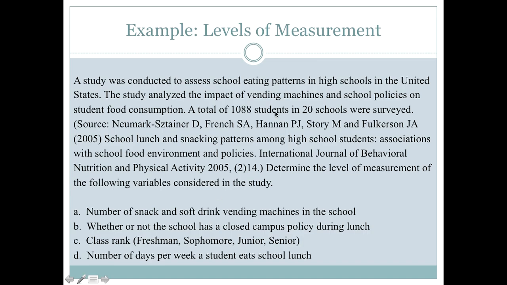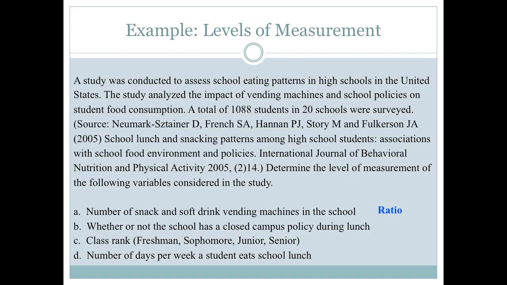So let's take a look at some of these examples. We don't need to read this whole study. I just want to look at the examples that we have down here, and we want to determine the level of measurement for the following variables. So for A, we have number of snack and soft drink vending machines in the school. So for this particular one, 0 is actually equal to 0. So it's entirely possible that in a particular school, there are no snack and no soft drink vending machines. So 0 is actually equal to 0. So that's going to be a ratio level of measurement.